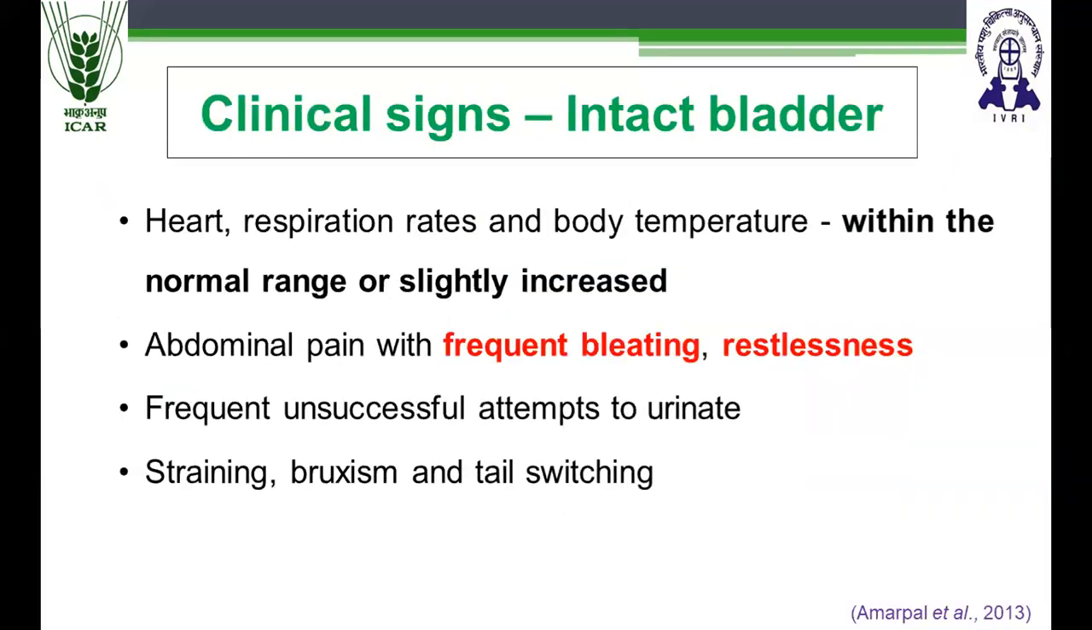And in case of an intact bladder, the animal's heart rate, respiration and body temperature sometimes will be in the normal range, and they can be slightly increased. So in such cases, the animal will be having abdominal pain. And in case of goat, they will be frequently bleating and they will be restless. And there will be frequent unsuccessful attempts to urinate. And as common in other signs, straining, bruxism, and tail twitching can be seen.